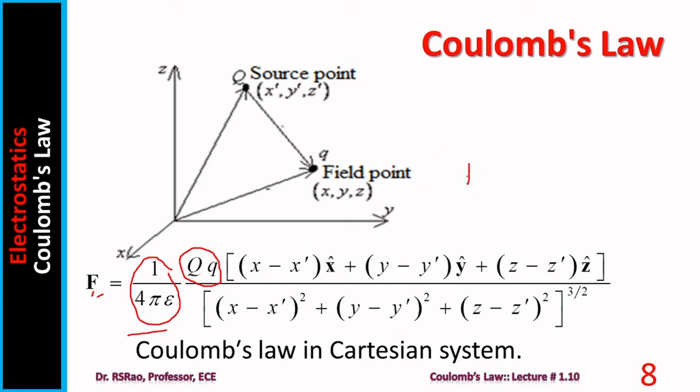In the denominator, one has to keep R square. What is R square in this case? It is x minus x prime whole square, y minus y prime whole square, z minus z prime whole square. That is R square. If you put a square root, then it is R. After that, in the numerator, we have to keep R cap. What is R cap? First, you have to write down the expression for vector R. This is vector R divided by its magnitude. Magnitude is, of course, square root of x minus x prime whole square, y minus y prime whole square, z minus z prime whole square. If you put everything here, then we have this expression.